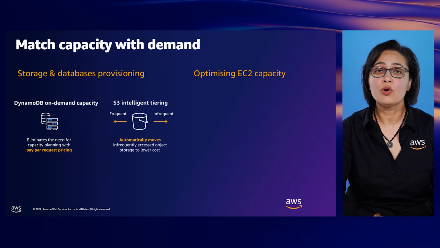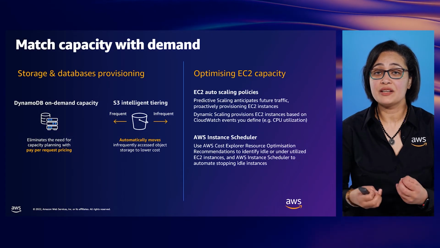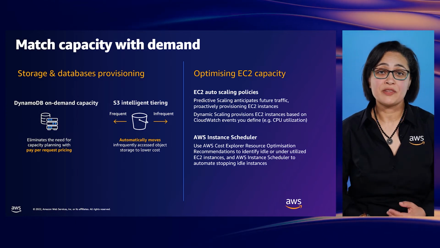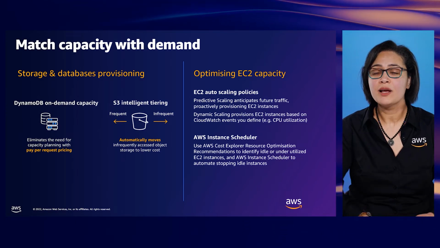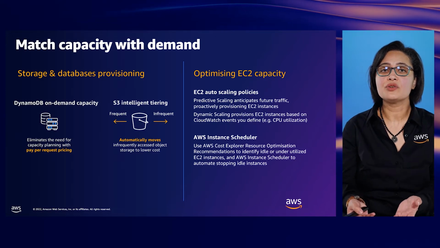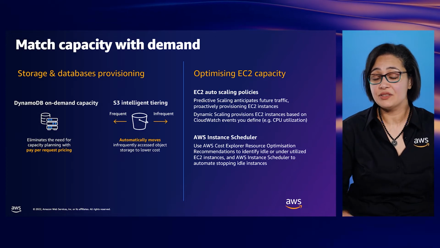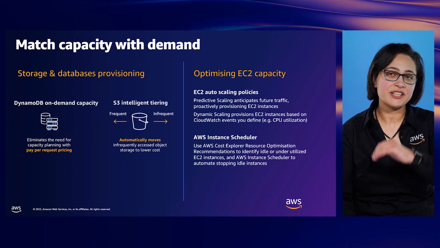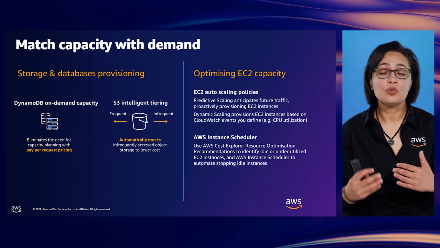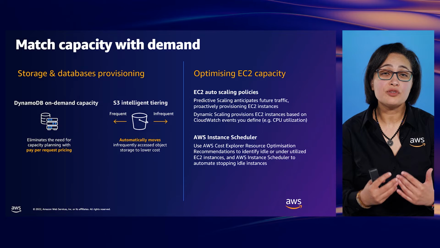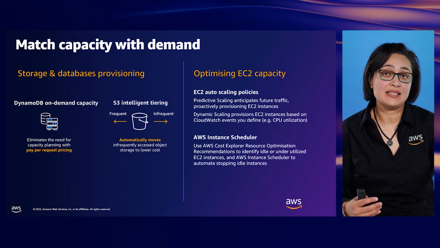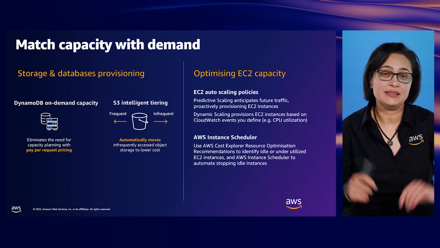So let's talk more about some of these services and features that AWS provides to match capacity with demand. For DynamoDB tables with idle or maybe unpredictable workloads, we recommend you use DynamoDB on-demand capacity to save cost. For storage on S3, with Amazon S3 Intelligent-Tiering, you can optimize storage costs as storage objects are automatically moved between frequent and infrequent access tiers based on the data access pattern.